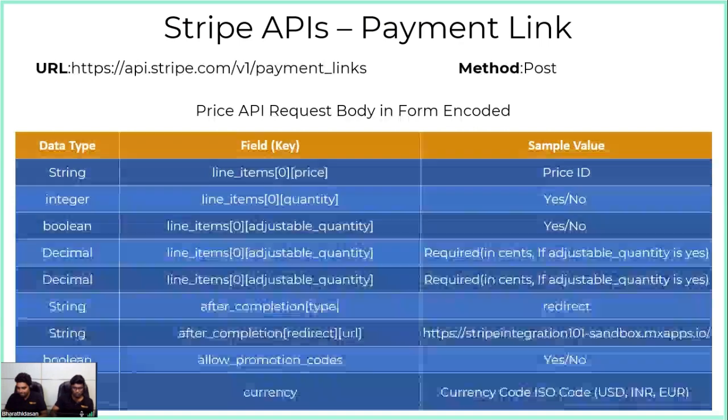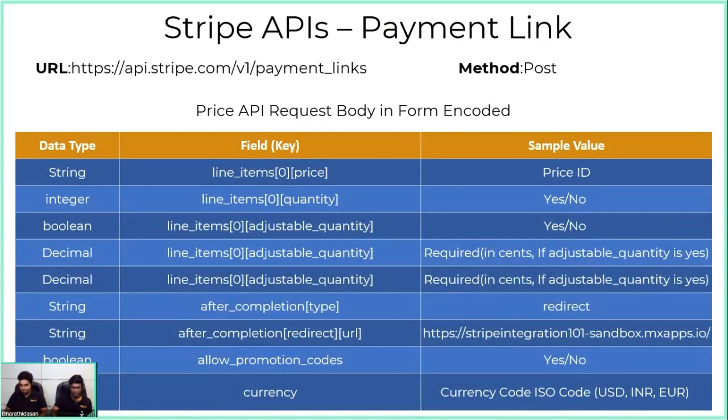So the method is POST. Some of the key fields which are required to generate the body for a payment link are line items, price, quantity and adjustable quantity. Line items are nothing but a list of products. So if there are multiple products, we can add multiple line items. For price, we need to pass the price ID. For quantity, we can pass the number of units in which that product is needed.